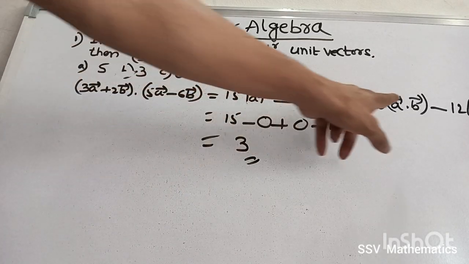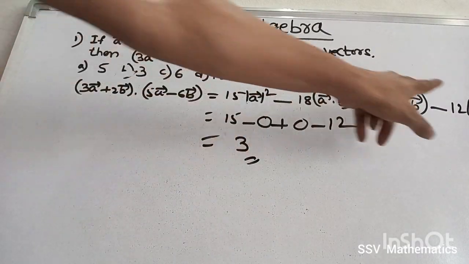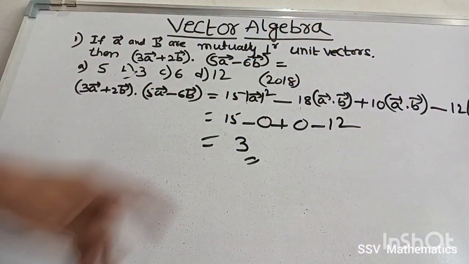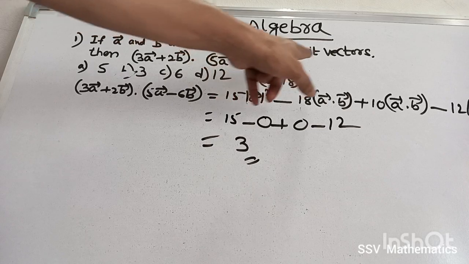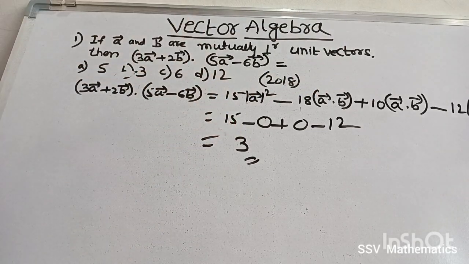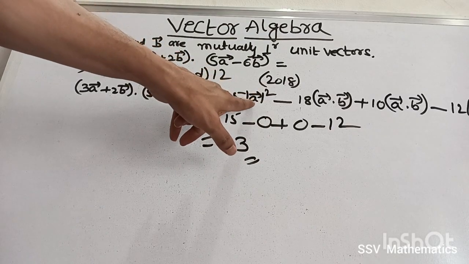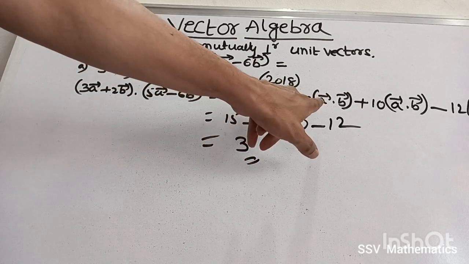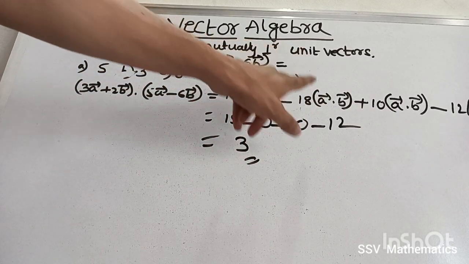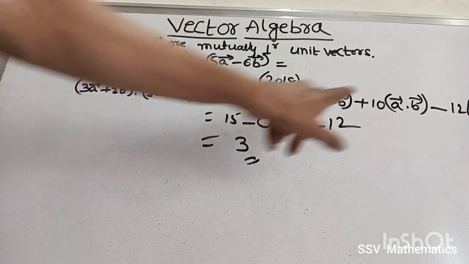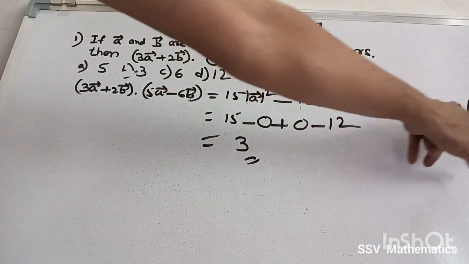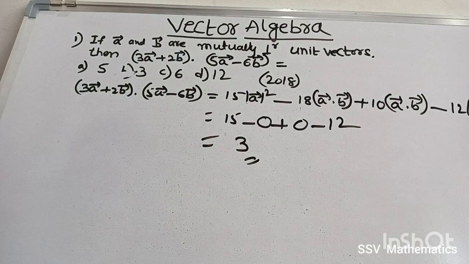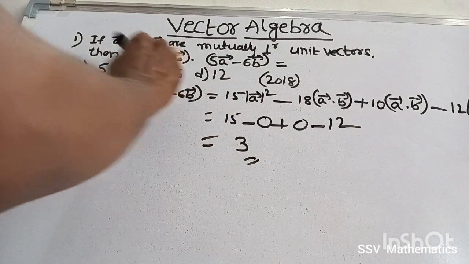So b dot a can be written as a dot b. Plus into minus, minus 2 into 6, 12, b dot b, which is equal to magnitude of b squared. Here a and b are mutually perpendicular unit vectors, it is given. Therefore magnitude of a is equal to 1, magnitude of b is equal to 1. 15 into 1, 15. Since a and b are perpendicular, a dot b becomes 0. So this minus 12 into magnitude of b squared is 1, 12 into 1 is 12, 15 minus 12, 3. Therefore option B is correct.